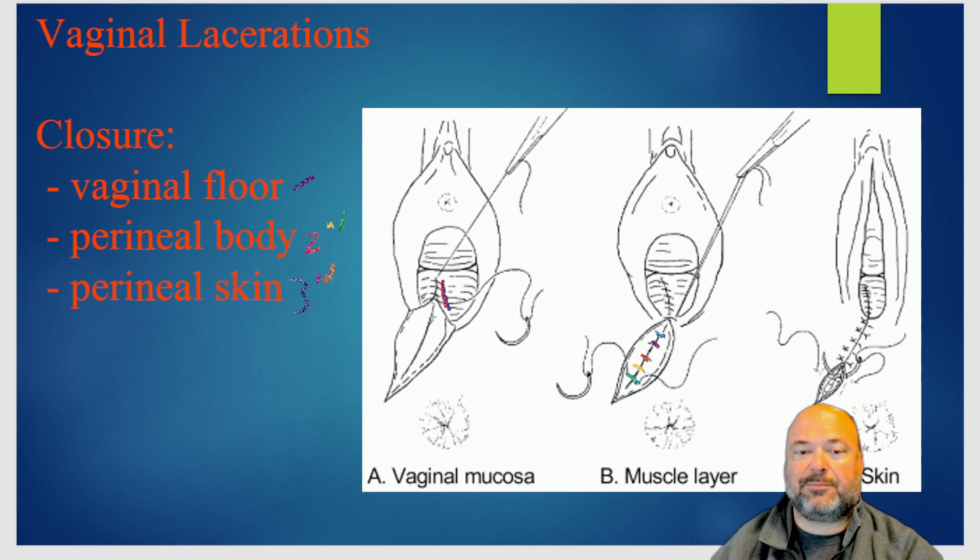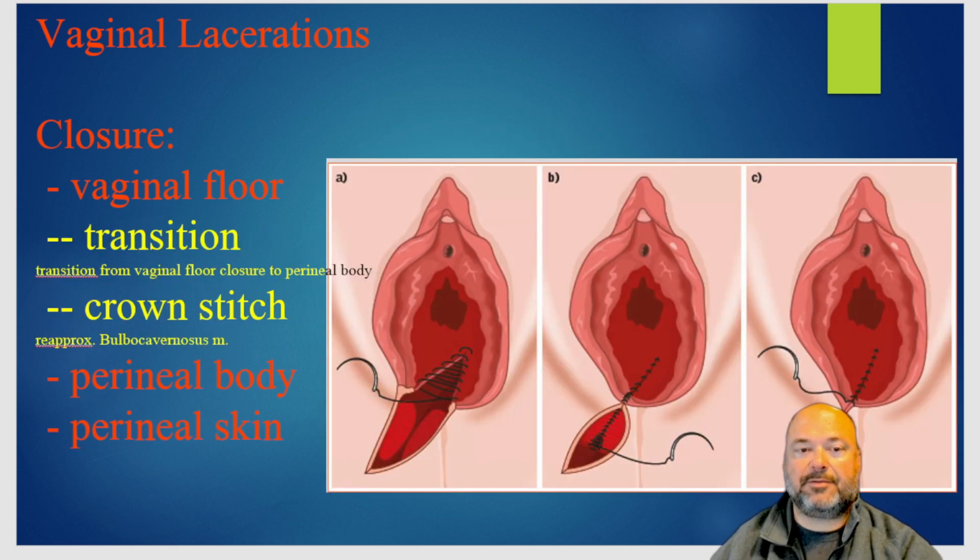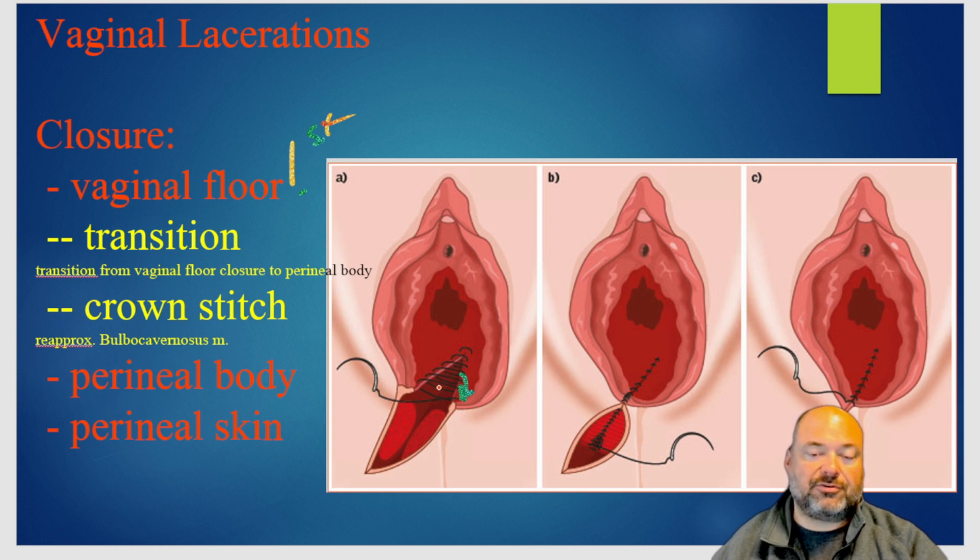I like to add a couple more specific steps into that. So not only are we starting off with our first step of closing vaginal floor, but then we need to do some sort of a transition where we switch from the vaginal floor closure to the perineal body. So that's usually going in with your needle once you've closed vaginal mucosa. Again, here they're showing this just with a running suture. I do that as a running interlocking. But anyway, going in vaginal mucosa and then popping out down here in the perineal body.